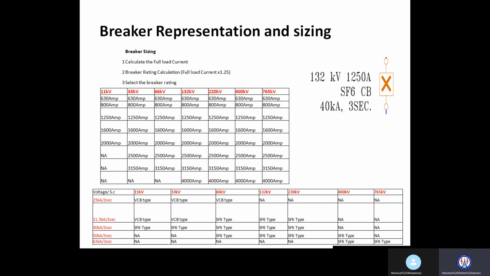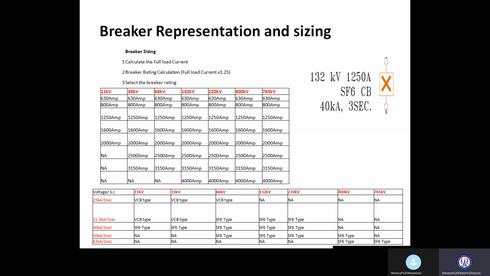After the current rating of the breaker, next we decide the type of breaker. Normally we have three types of breaker. First, ACB, air circuit breaker. Second, VCB, vacuum circuit breaker. And third, SF6 circuit breaker. ACB we use in low voltage systems, where the feeder voltage rating is up to 3.3 kV.